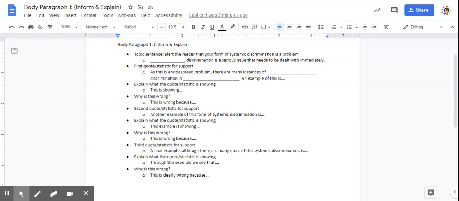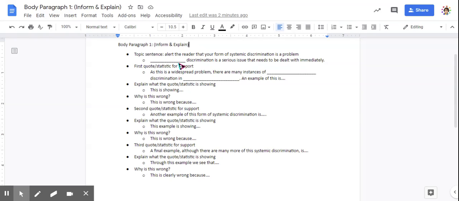So let's look at the format we're going to use for our outline. Your topic sentence should be the same for everybody. This is going to alert the reader that your form of systemic discrimination is a problem. So what you'll do here is you'll fill in the blank with whatever form of discrimination you were researching. So let's read it together. It says, blank discrimination is a serious issue that needs to be dealt with immediately.